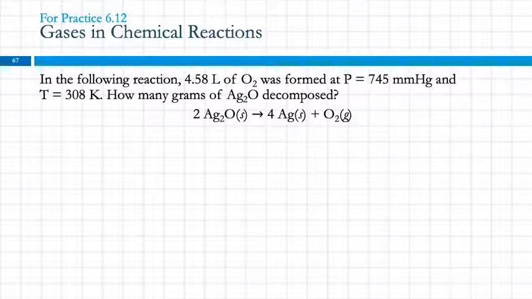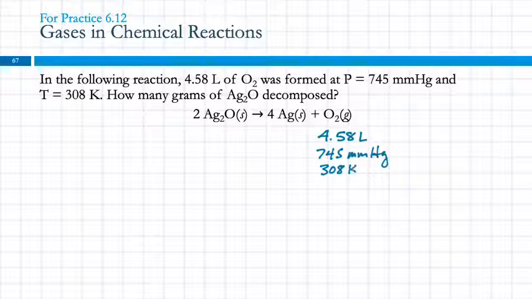So under O2, I'm going to write 4.58 liters, because that's what it's told me the volume was. And then it says that volume at, and gives me the pressure and temperature. So I'm going to write those down here as well. And 308 Kelvin. So this is the volume, this is the pressure, and this is the temperature. And then the question, how many grams of Ag2O? So Ag2O, question mark, grams.